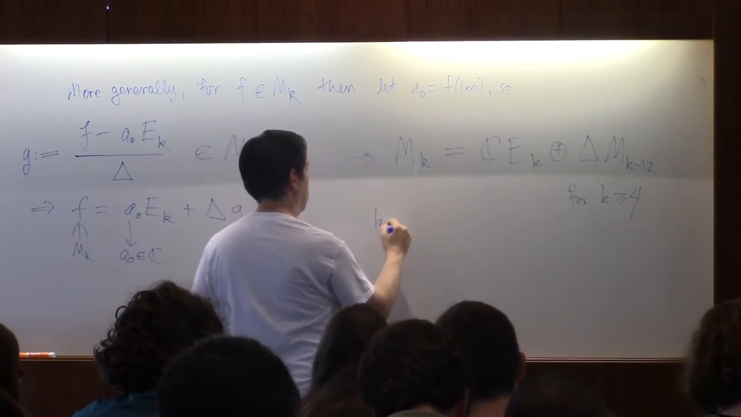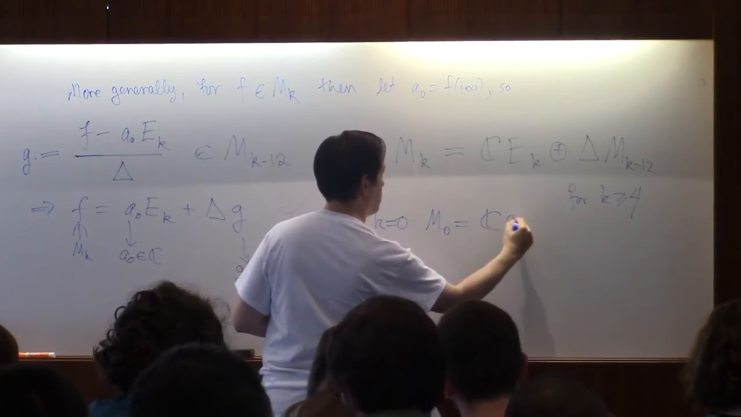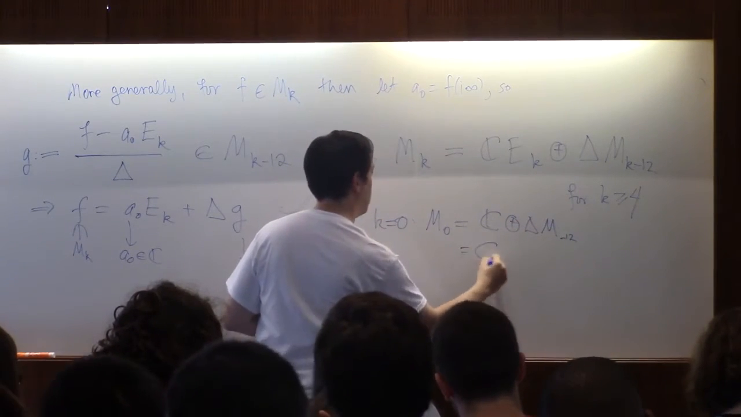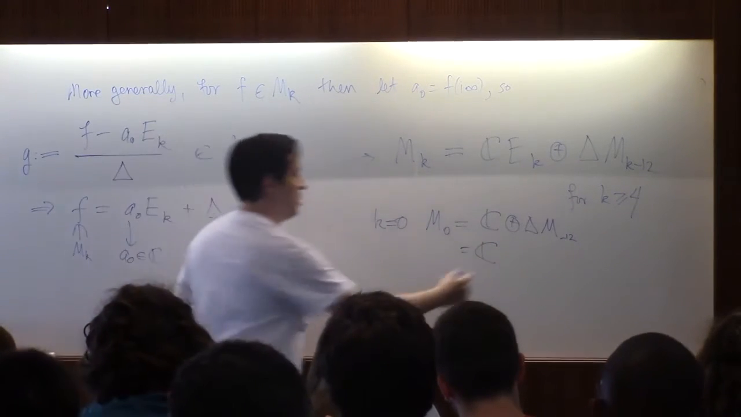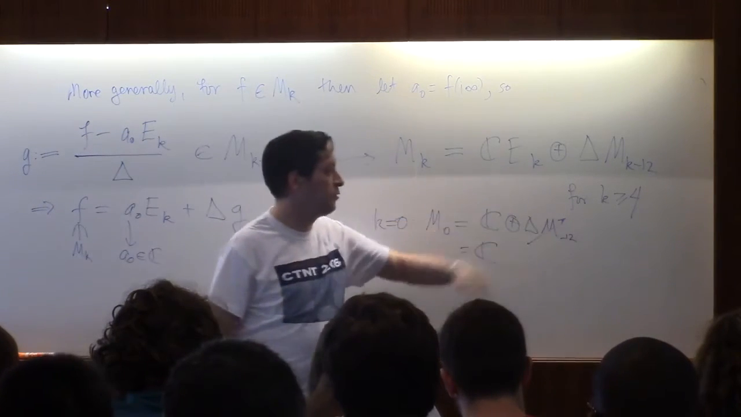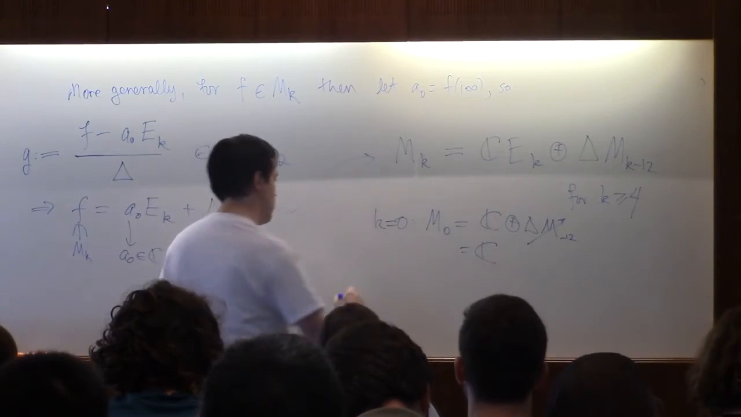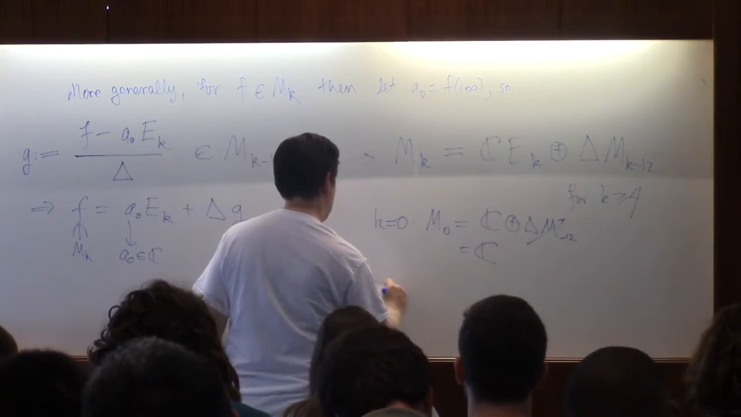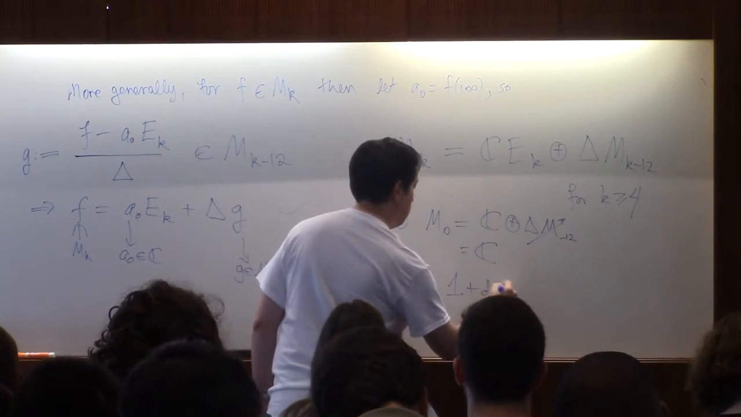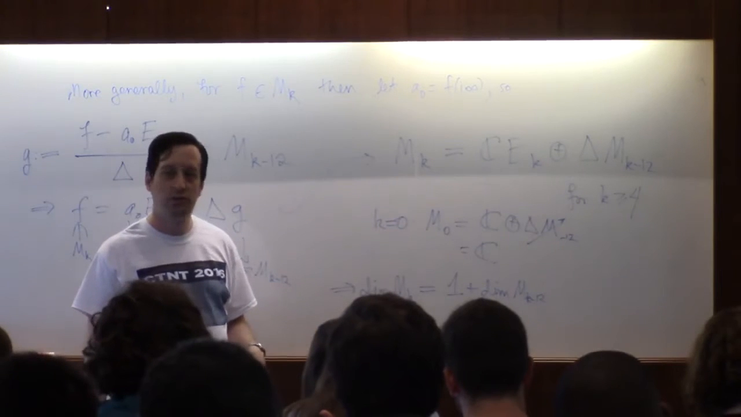And then for K equals 0, M0 is C, direct sum delta times M minus 12, but we know that that's 0. So for modular forms of weight 0, this just dies. And so modular forms of weight 0 are constants. And then for K greater than 4, we have this decomposition. And so what we can then say is the dimension of MK is 1 plus the dimension of M K minus 12. So this is the correct version of that screwed up recursion I was trying to describe last time.